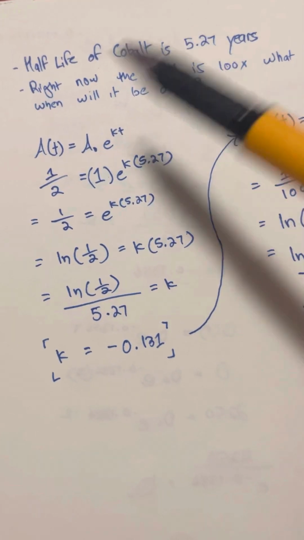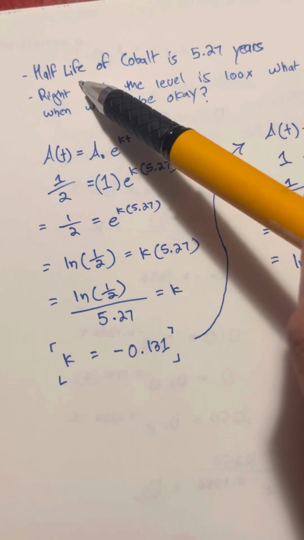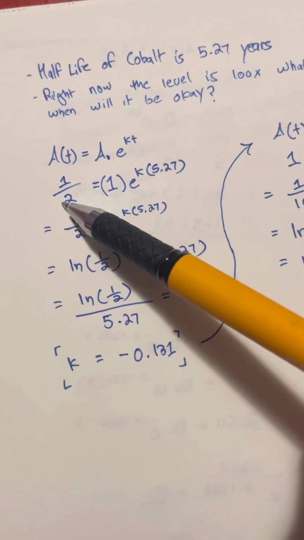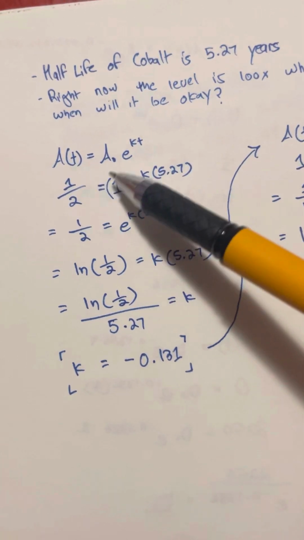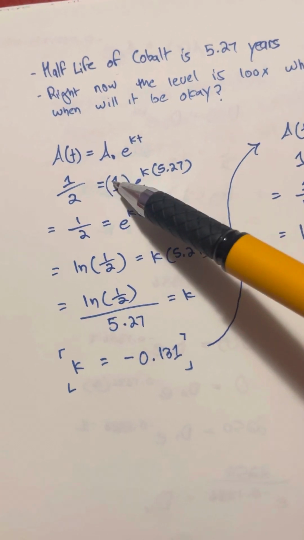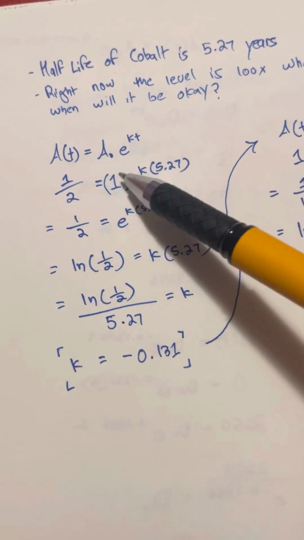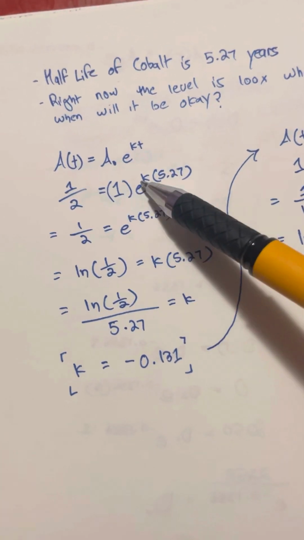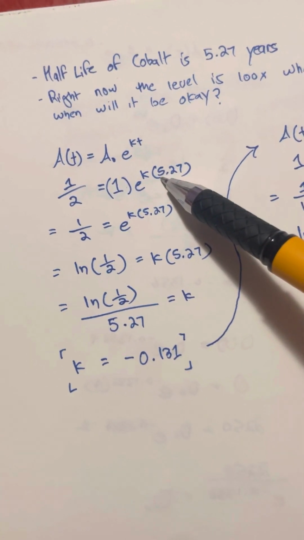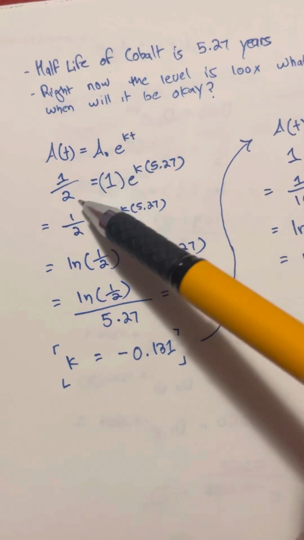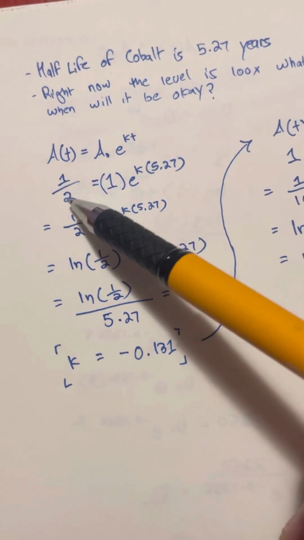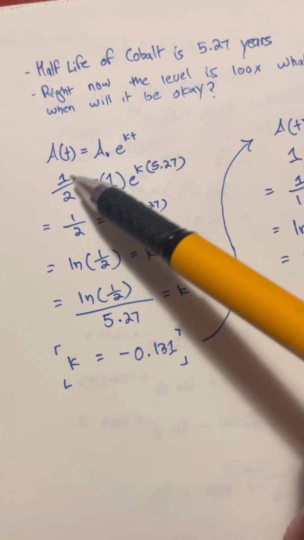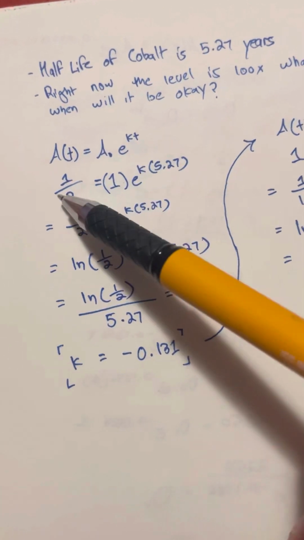And the way we do it is we know it's a half-life, so we sub in half over here. And then we know initially we start with one whole because it turns into half, right? So we start with one whole. So our initial value is just 1. And then we have e to the k times 5.27, because that's how long it takes for one whole cobalt to hit the half-life.